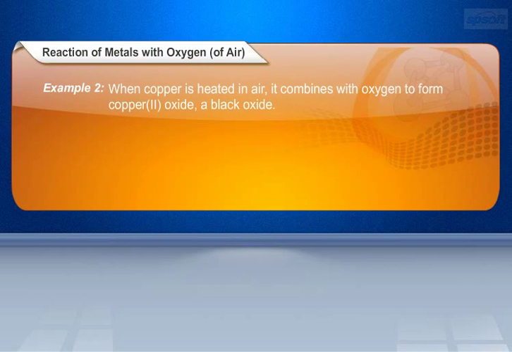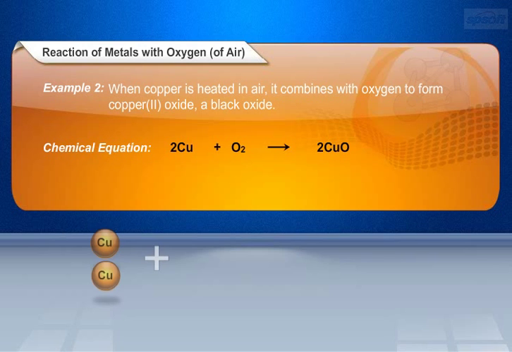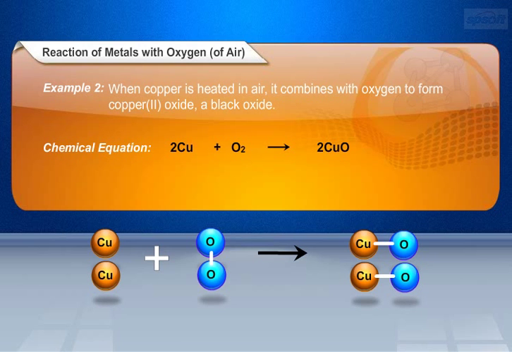Let us see another example for reaction of metals with oxygen. Here, when we heat copper in air, it combines with oxygen to form copper oxide, that is, a black oxide is formed. The chemical equation is 2 Cu and 1 O2, heated. It gives 2 CuO, that is, copper oxide.